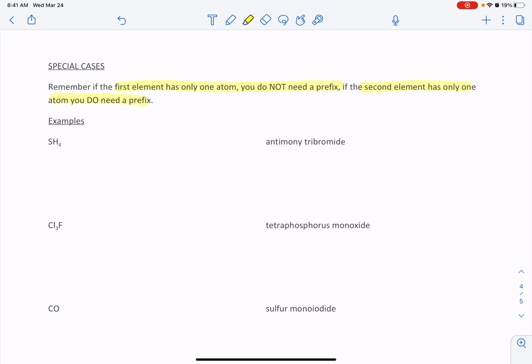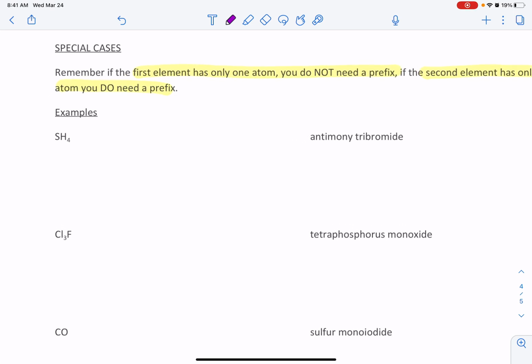Okay, let's look at a couple examples just to really nail down that exception here. So here we have SH4, okay, and I see that S has no number underneath it, okay? So that means there's only 1 atom. It's the first element, it only has 1. So if it's the first one, you do not need a prefix. So I'm not going to put monosulfur. I'm just going to write sulfur.